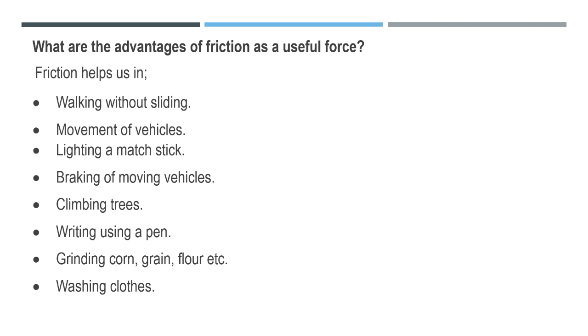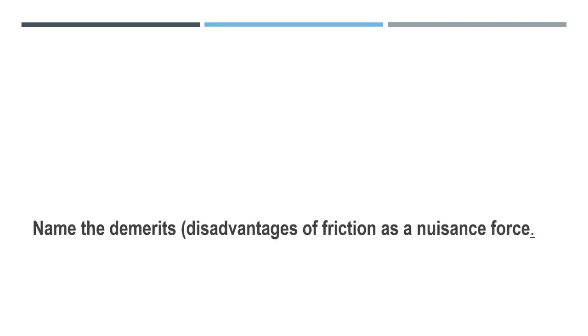Lighting a matchstick always needs friction. When you're rubbing on the rough surface, friction is generated which enables a spark to light the matchstick. We also have braking of moving vehicles, climbing of trees, writing using a pen, and grinding corn. Let's move on to the next slide.